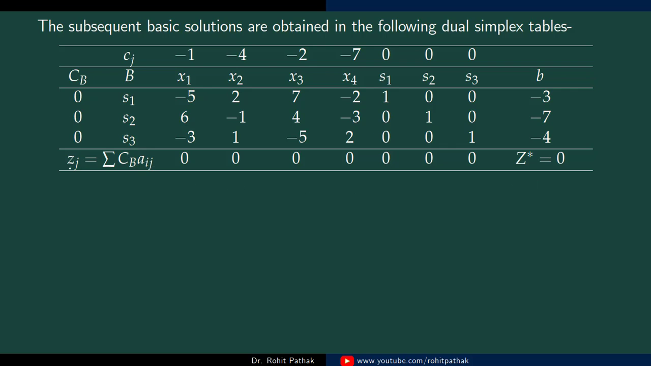Now we calculate Zj. Zj is the total cost. So total cost is calculated like this. When you multiply this column CB with this column, corresponding elements, 0 into -5, 0 into 6, 0 into -3, we get 0. Similarly, this column with this column, 0 into 2, 0 into -1, 0 into 1, we get 0, and so on.